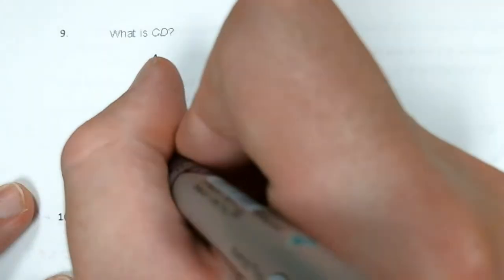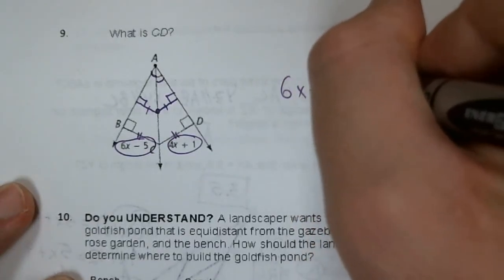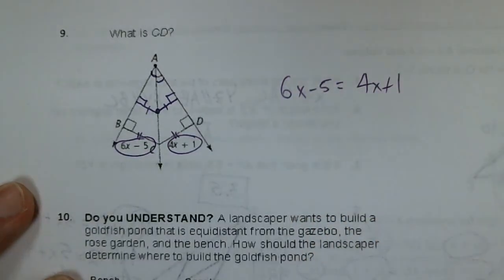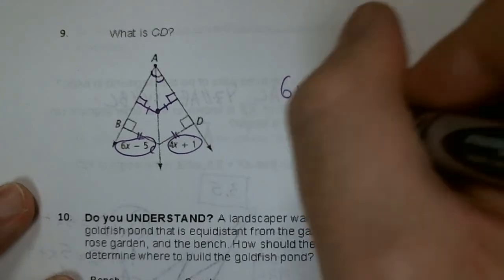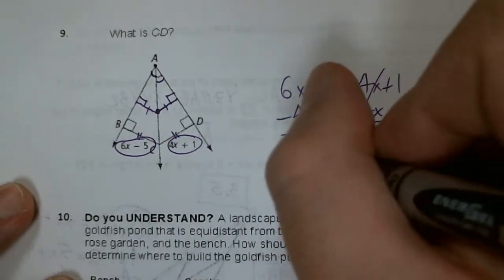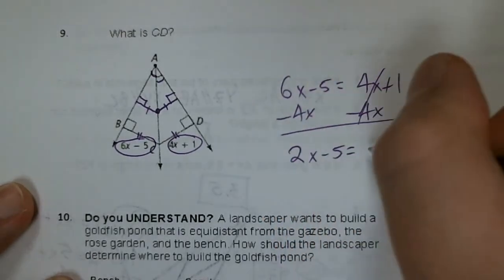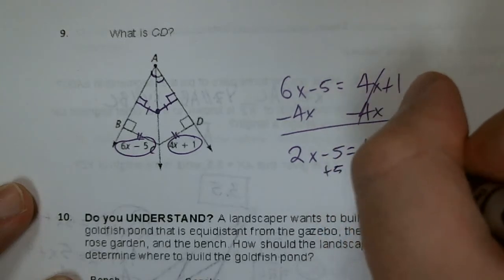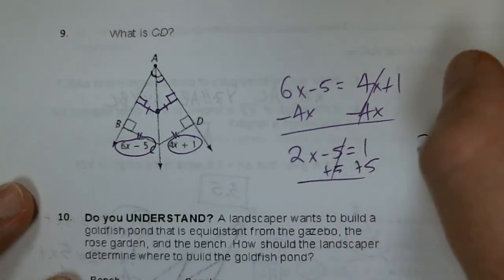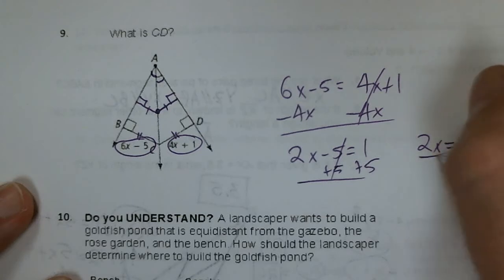So that means that these two expressions are going to be the same. I simply set these two expressions equal to each other and solve. 2x minus 5 equals 1. Add 5. 2x equals 6.